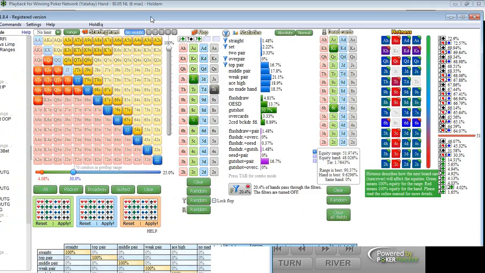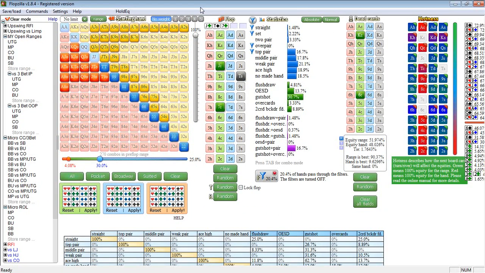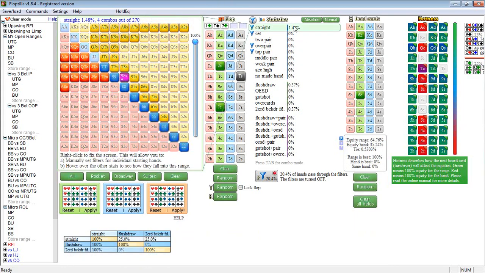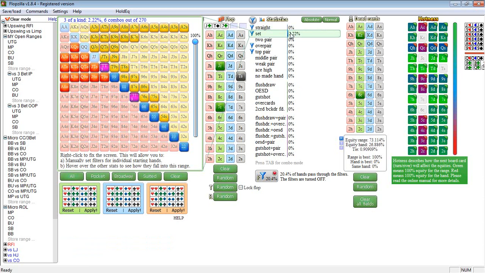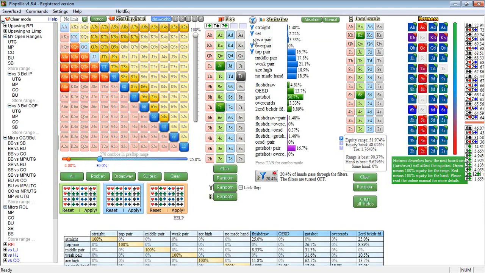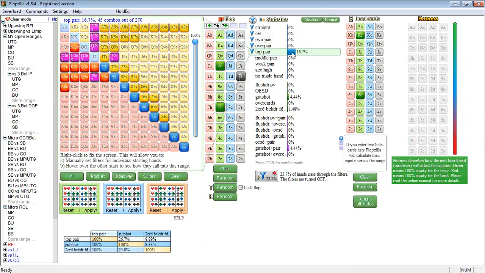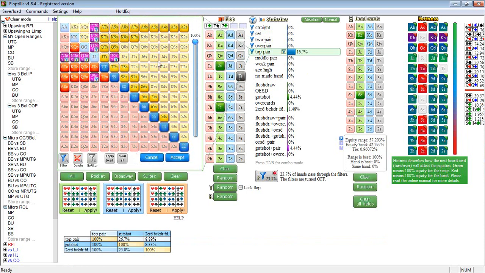Alright. So what's he raising with here? Straight. So he could actually have a straight also. Nine-eight suited, didn't even factor that in. He could have nine-eight suited for a straight. He's got his sets. So actually ten-ten is in his range here, so he's not 3-betting ten-ten. Two pairs. Of course, we've got the jack-tens like we had mentioned. Over pairs, top pairs. So the only top pair I think he's raising here is ace-jack.